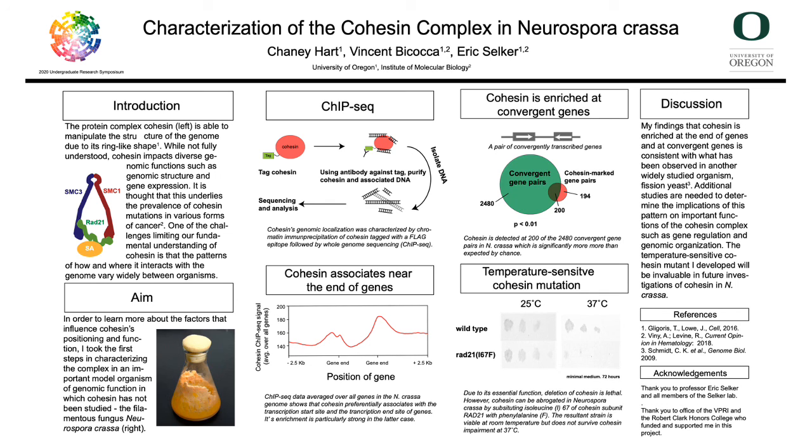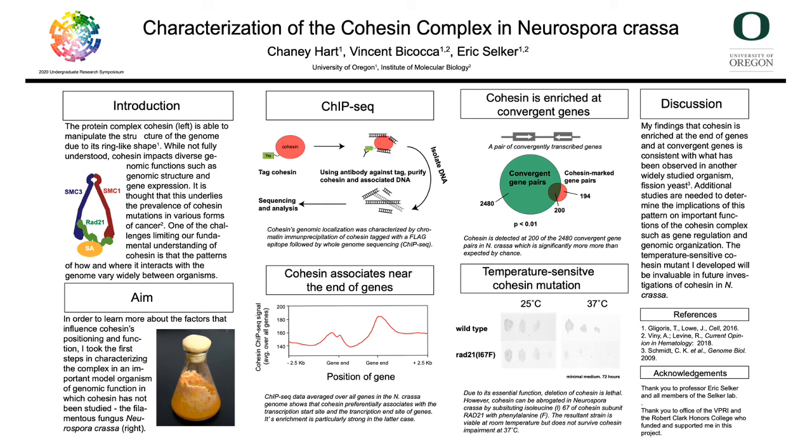So 2 repeatable patterns from ChIP-seq data that I observed was that cohesin on average tends to bind to the very start of genes or to the very end of genes, as well as to the space going past where the gene ends, the 3' end. Another pattern is that cohesin is preferentially associated with convergent genes and is associated with them more than expected. Convergent genes are genes that are transcribed in a convergent orientation.